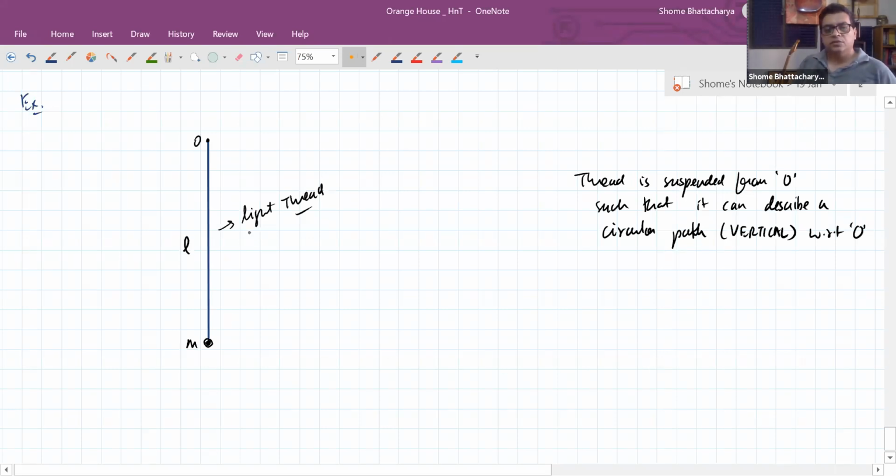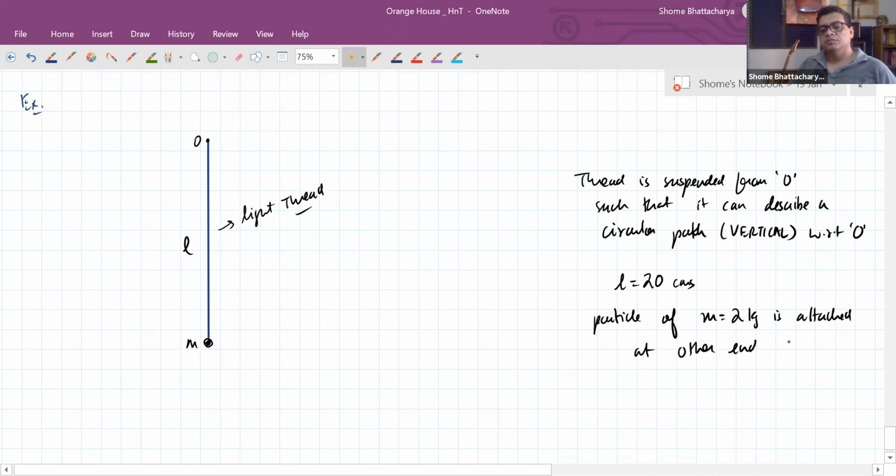Now the length of the thread is given to us as 20 centimeters. And a particle of mass m equal to 2 kilograms is attached at the other end. Take g equal to 10 meters per second square. So the particle is given an initial speed v0 like this.